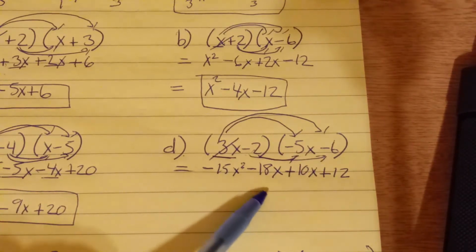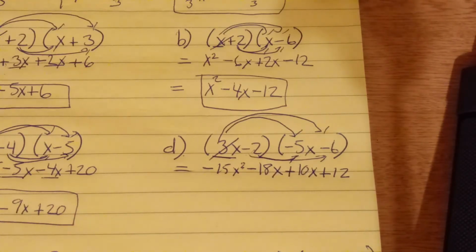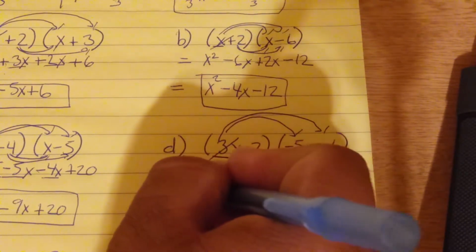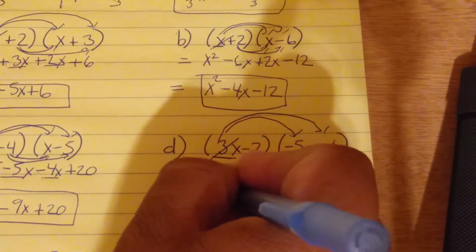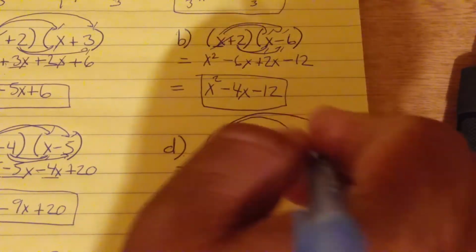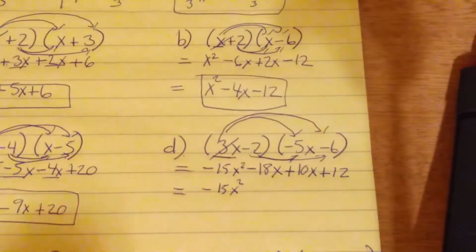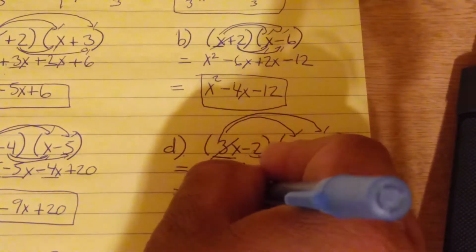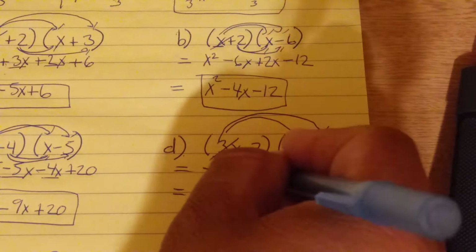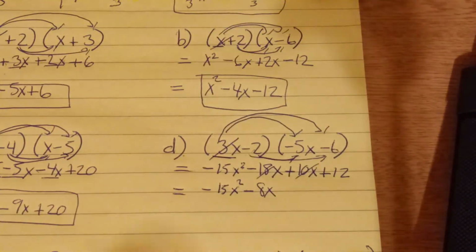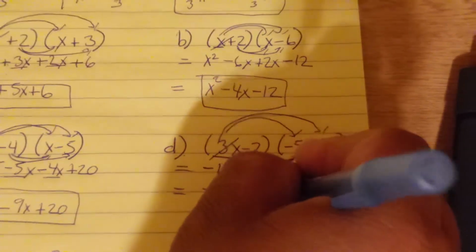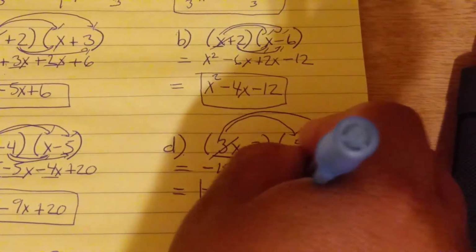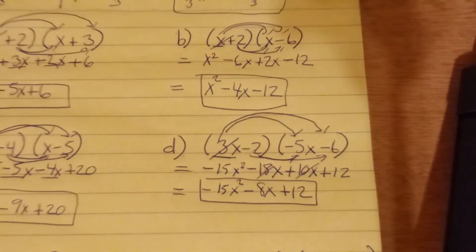If you take a look, we could go ahead and collect these two right there. So this will end up giving you -15x squared. And we collect these two, -18 plus 10x. Remember, you subtract, keep the sign of the larger one. So this will be -8x. So that takes care of those two. And you go ahead and bring down the positive 12. So that would be your answer for letter D: -15x squared minus 8x plus 12.